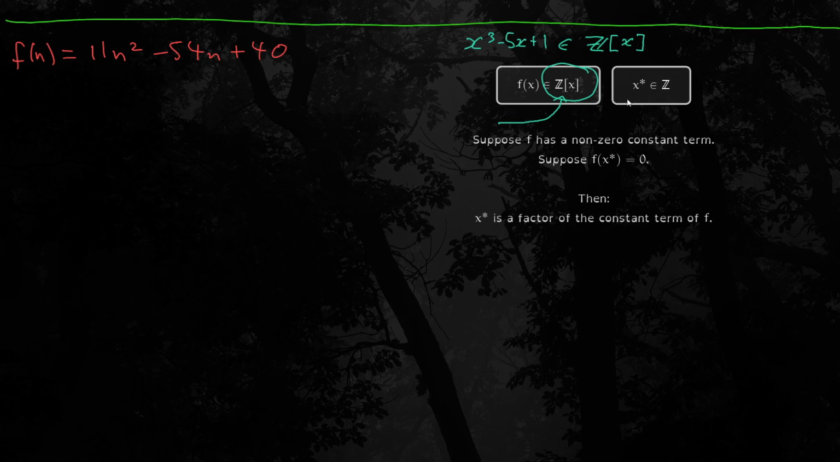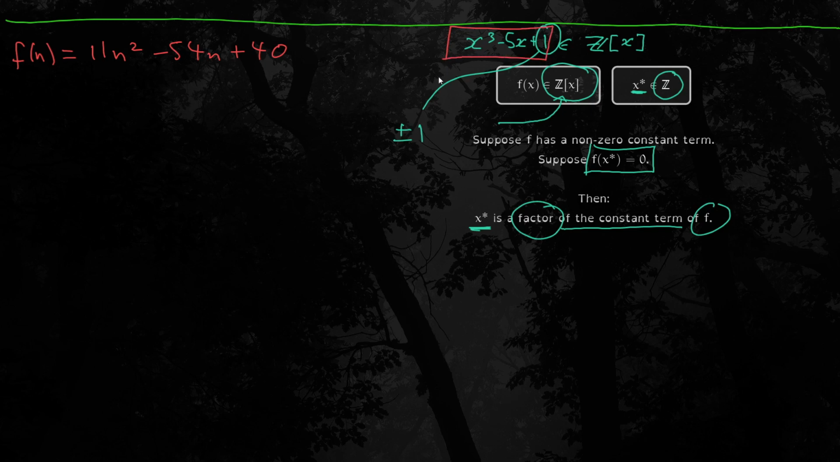And what it tells us is that supposing we have an x star that's an integer, and supposing that x star is actually a root of f, then it has to be the case that x star is a factor of the constant term of f. Okay, so in this context, the constant term of f would be 1, and so the factors of 1 are plus and minus 1. And so therefore we can conclude that the only way this polynomial can have an integer root is if that root is either plus 1 or minus 1. And in fact, you could even plug those numbers in and you can see that they don't work.